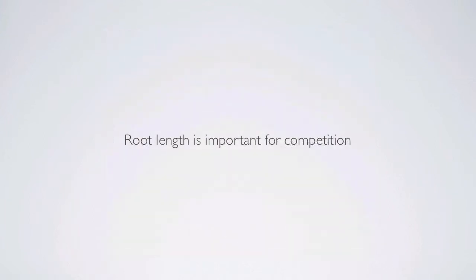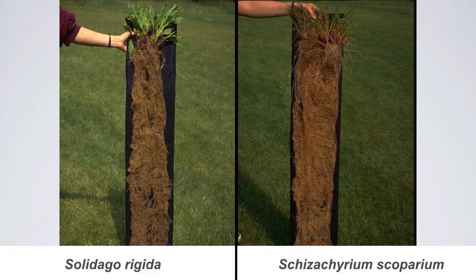For all intents and purposes, after a certain point, root length is just important for competition between roots. And I'll explain that a little bit here. So these are the root systems of two different plants. On the left, we have a forb. These are both grassland plants. This is a forb, a wildflower called Solidago rigida, and this is stiff goldenrod. And this is Schizachyrium scoparium. It's a little bluestem.